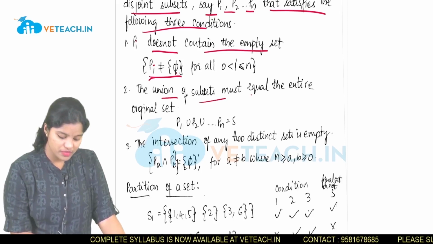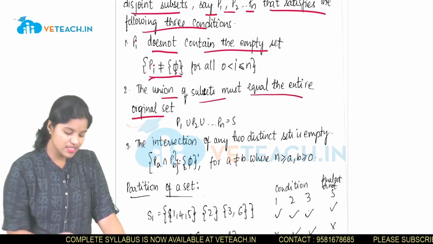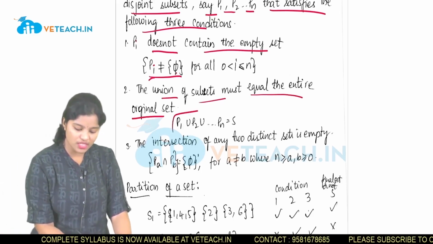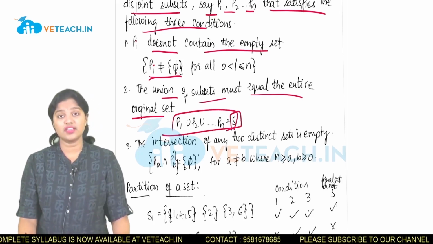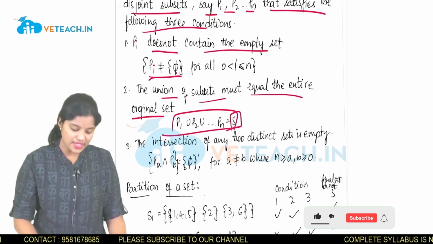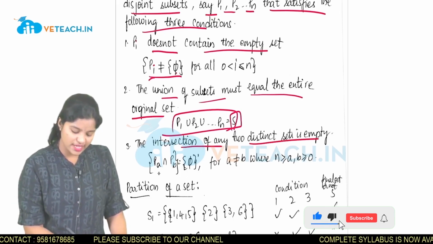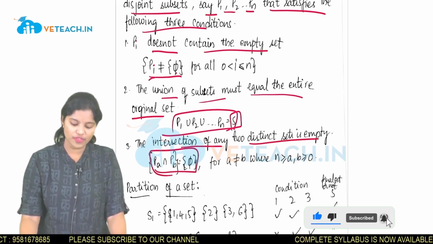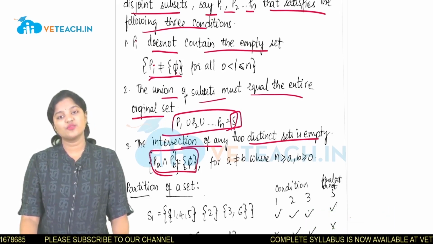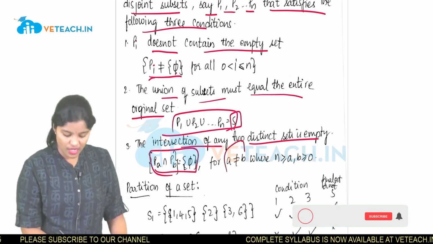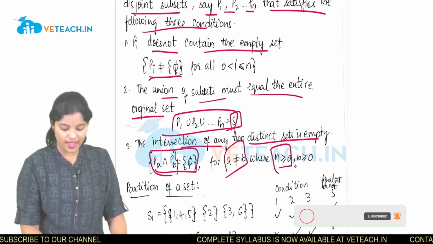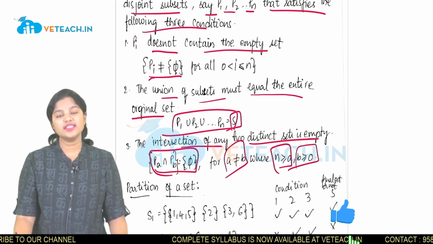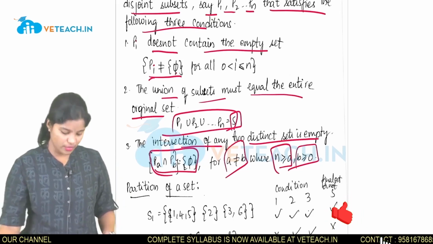Second, the union of the subsets must be equal to the entire original set. So the union of all the given sets should be equal to the whole set S. Third, the intersection of any two distinct sets should be an empty set, for all A not equal to B, where n is greater than or equal to A and B is greater than or equal to 1.